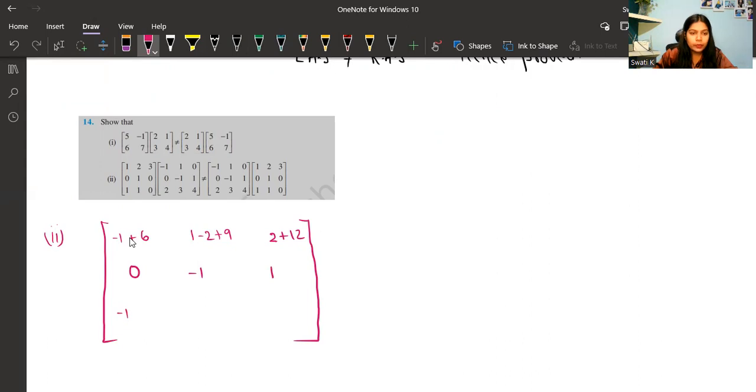Next is 1 times 1 is 1, 1 times -1 is -1, and this is 0 only. And this is 0, this is 1, and then 0. Okay. And the matrix looks like this. 5, 9 plus 1, 10, 10 minus 2 is 8, 2 plus 12 is 14, 0 minus 1, 1.